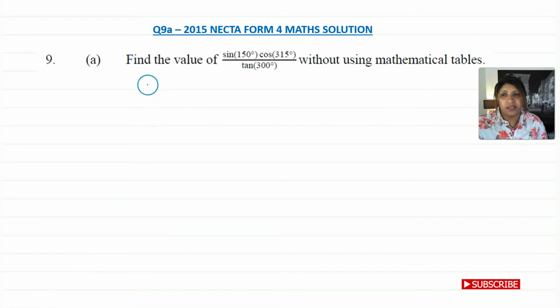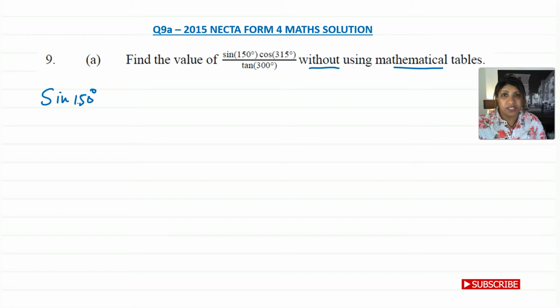The question says find the value of sine 150 times cos 315 divided by tan 300 without using mathematical tables. So we're going to find each one of the values separately, and then we'll put it all together. That will be the best thing to do. So let's do sine 150 degrees. It's an easy one.